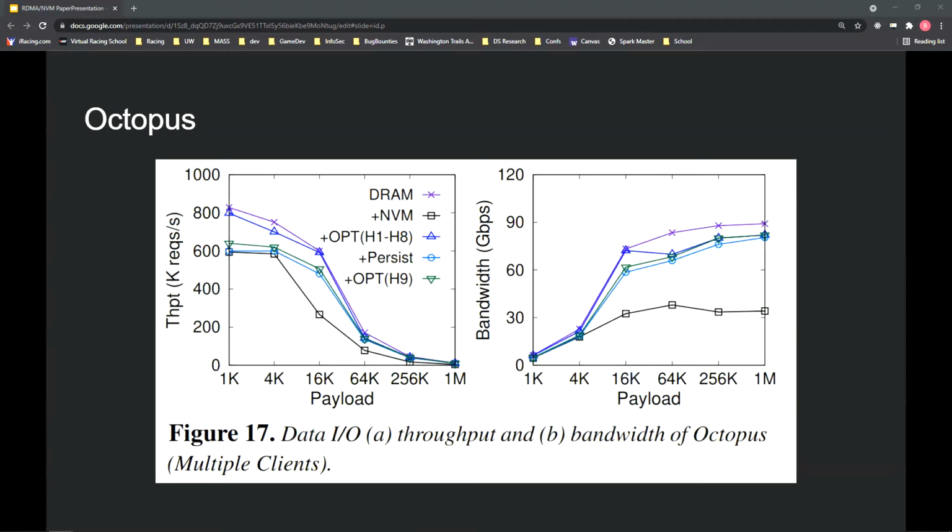And then lastly, the results from benchmarking Octopus are in figure 17A and B. It's interesting to see how close the authors were to mimicking the performance of DRAM when implementing NVM with their optimizations. Again, we see a significant improvement when H1 through 8 are implemented, and then a drawback when persistence checks are added, and a slight improvement when H9 is added.